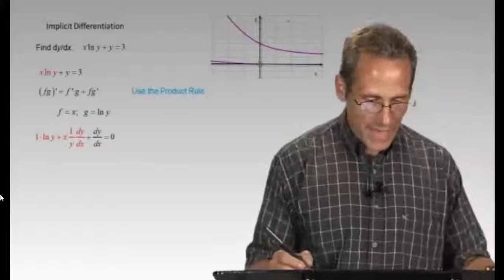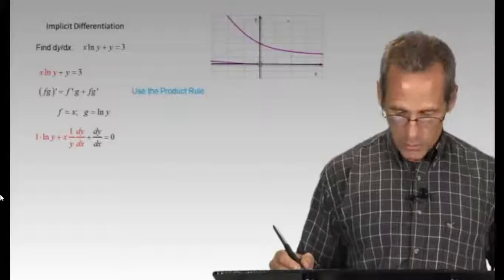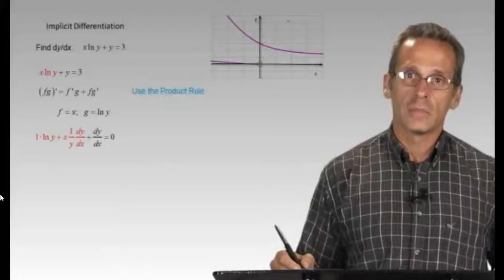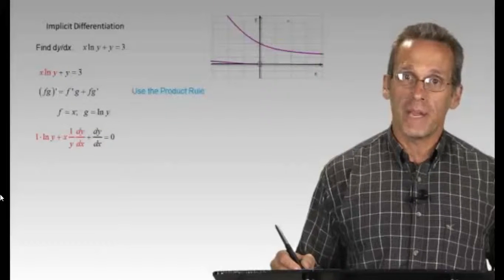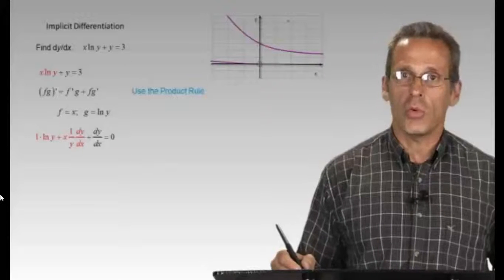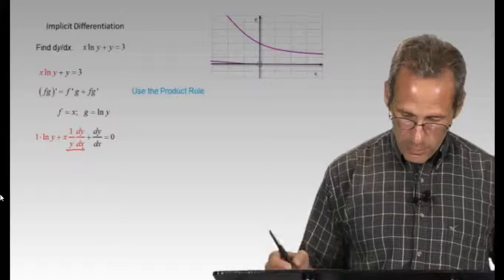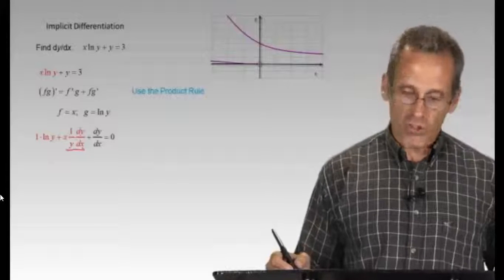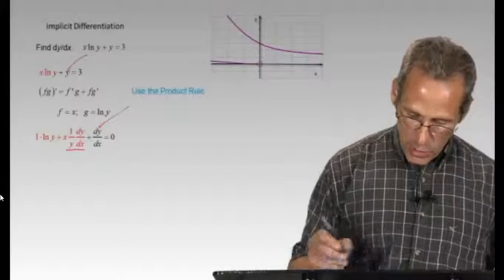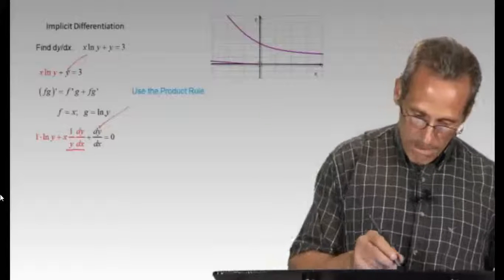Substituting in x ln of y, the derivative of x is 1, times the natural log of y, plus x times the derivative of the natural log of y. Well, that's 1 over y, but again, y is assumed to be a function of x. So times dy/dx, the chain rule, is sitting in this step that I'm underlining. Next, we want to differentiate y. The derivative of y is 1 times dy/dx, and the derivative of 3 is 0.